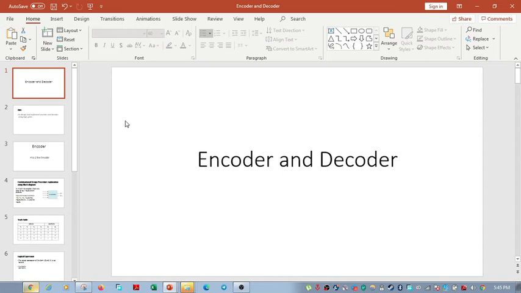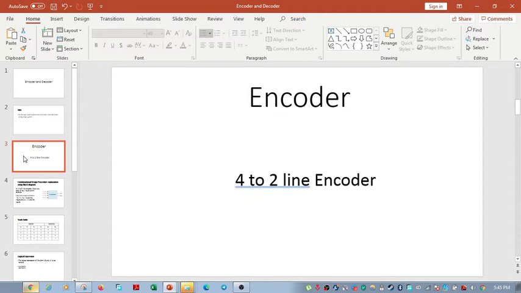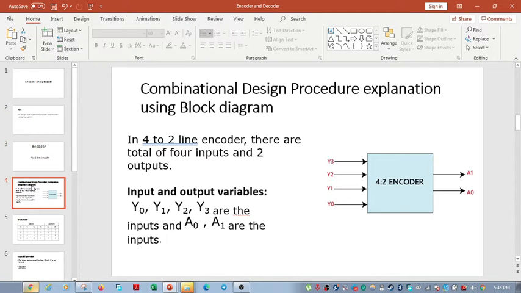In this video, we will be looking into encoder and decoder. Encoder. To construct an encoder, we need 4 input lines and 2 output lines, or else 2^n input lines and n output lines.